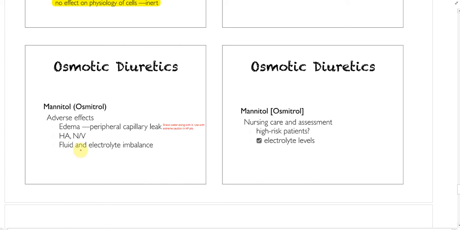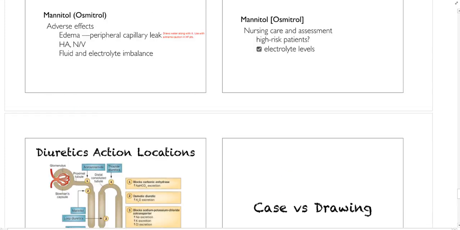And then, of course, we may get a headache because we're losing a bunch of fluid volume in the head. And unlike what people think, a headache actually tends to come not from having too much fluid, but from too little fluid. Don't know why we might get nausea and vomiting. And then, of course, fluid and electrolyte imbalances, because we are messing around substantially with fluid. So we're going to check for our high-risk patients, those who have already established edema from CHF, and those who may already have some sort of electrolyte imbalance to begin with. And then we're going to want to check our electrolyte levels.